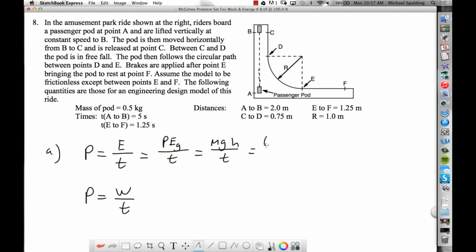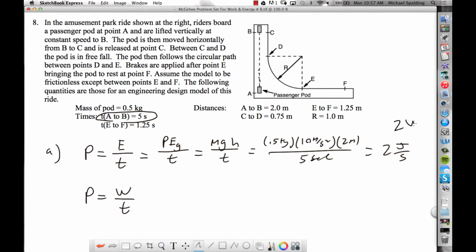Okay, so you plug in. The mass of the pod is 0.5 kilograms. Gravity, McGehee's using 10 for this whole worksheet. And then H is from A to B. That's right here. From A to B is 2 meters. Okay, and then the time is right here. That's 5 seconds. So this comes out as 2 joules per second. What's a joule per second? A watt. So this is 2 watts.